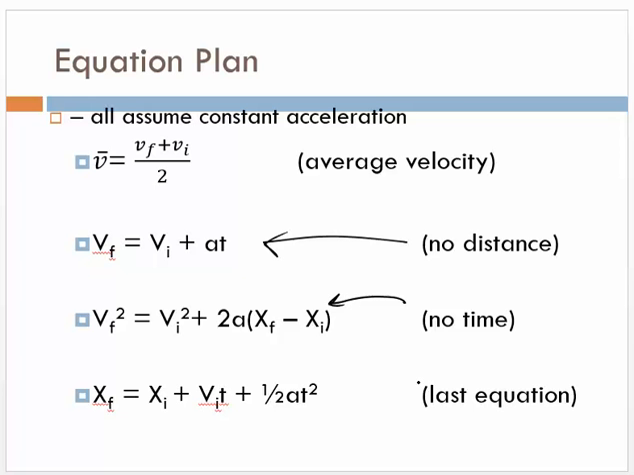The last equation is typically the last one I'm going to try, and this one right here doesn't give us the final velocity. This right here is typically the last one. If the first two don't work, or if the first three really don't work, that lets me know that I'm going to have to use my last one.